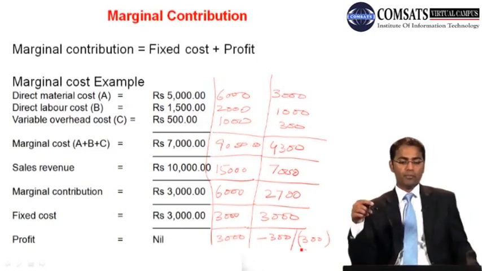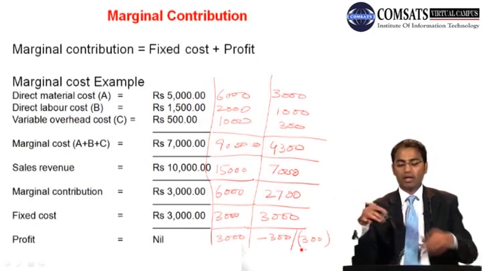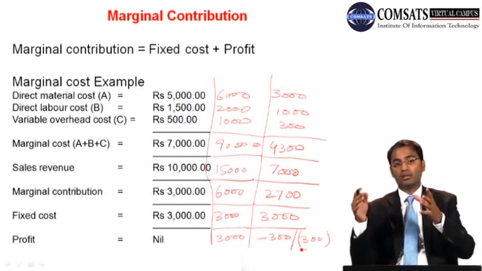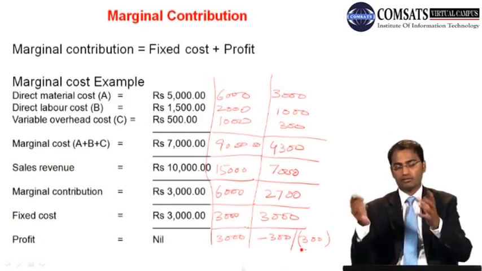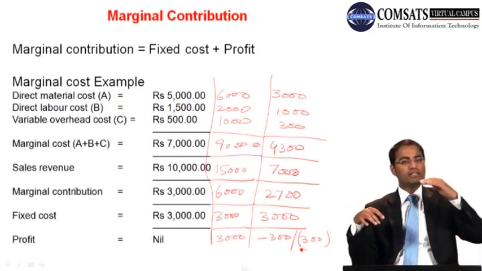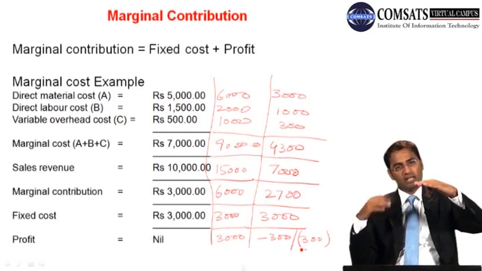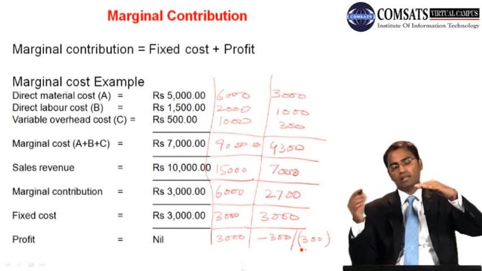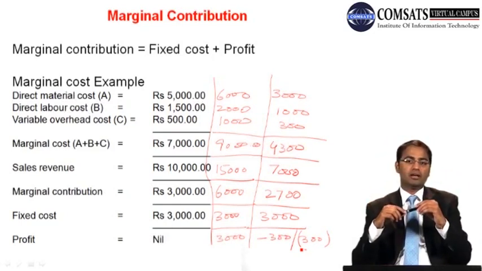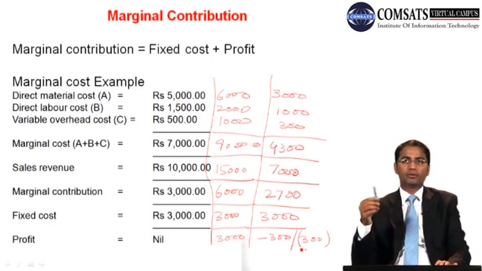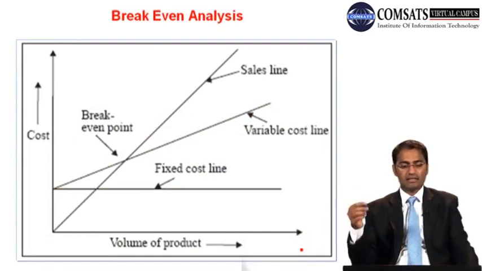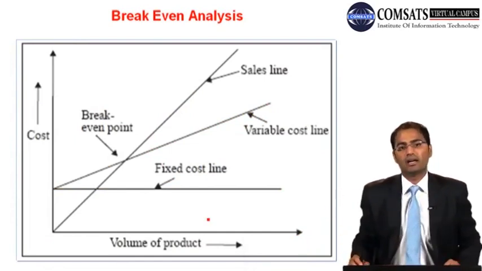So see, according to this concept, direct material cost is very much related to the production of something. By using this concept, you can identify what level of production you have to keep to avoid the loss, and what should be the level where your profits start to build up. So this is the concept of marginal contribution.